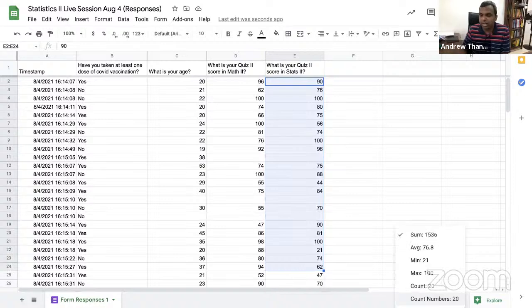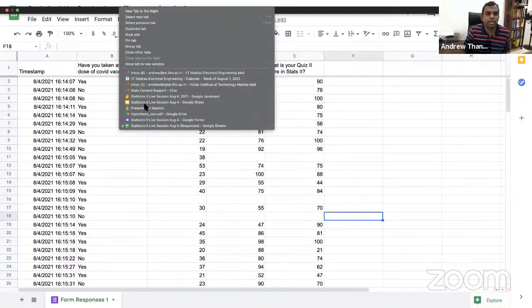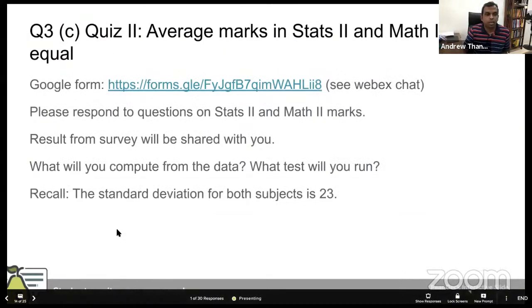Let's see, here is another 20. Let's stop at 20 again. 76.8. Okay, there you go. N1 equals 20 and mu1 equals 76.8. There you go. So that's your data. Most people have guessed that it's this two sample Z test. Let's go back here.